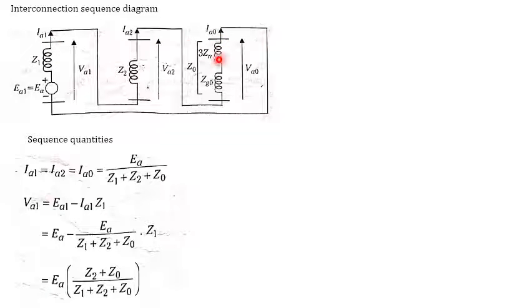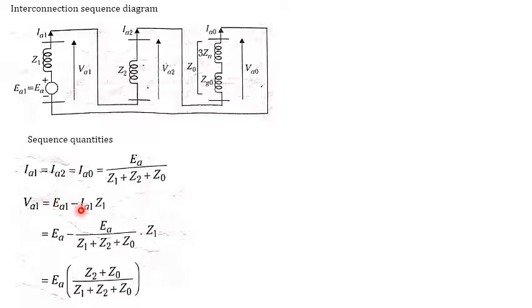What is the source of EMF here? Only EA1 is there, which is equal to EA, divided by the total impedance of the network, that is Z1, Z2 and Z0. So the current is the source of EMF divided by the total impedance of the network. Already we know that VA1 is equal to EA1 minus IA1 Z1. We derived that in the previous chapter, so based on this we are going to consider VA1 is equal to EA1 minus IA1 Z1.